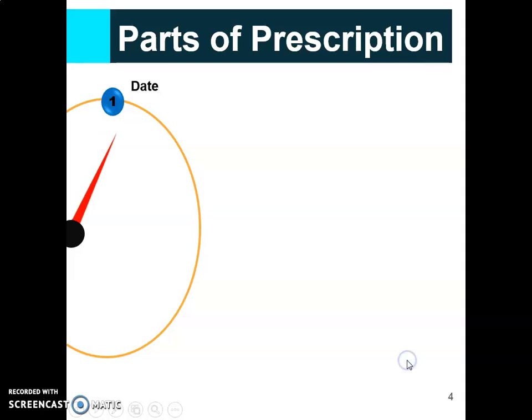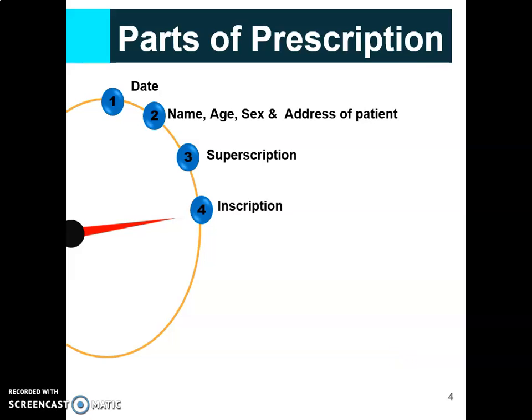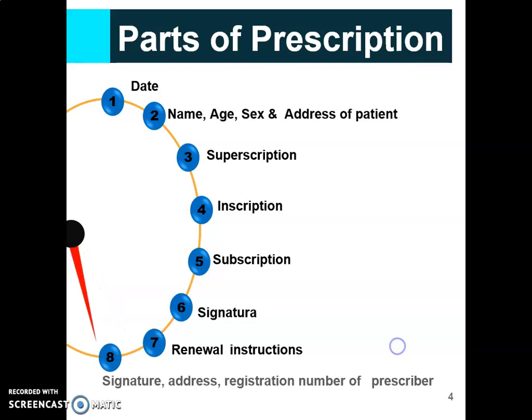First, date. Second, name, age, sex and address of the patient. Third, superscription. Fourth, inscription. Fifth, subscription. Sixth, signature. Seventh, renewal instructions. And last, signature, address, registration number of the prescriber. These are the various parts of prescription.